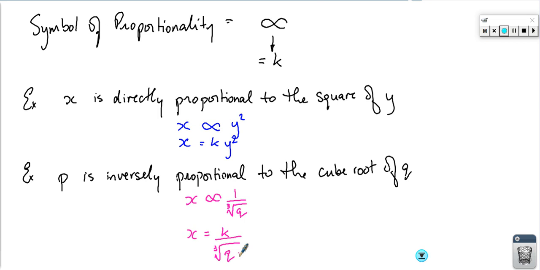Now, when we have these types of problems, the first thing we need to find is the value of k. K has a very important value, which we need to find to be able to use that formula. So now I'm going to do various examples where I'll be showing how to find k and then how to use that formula.